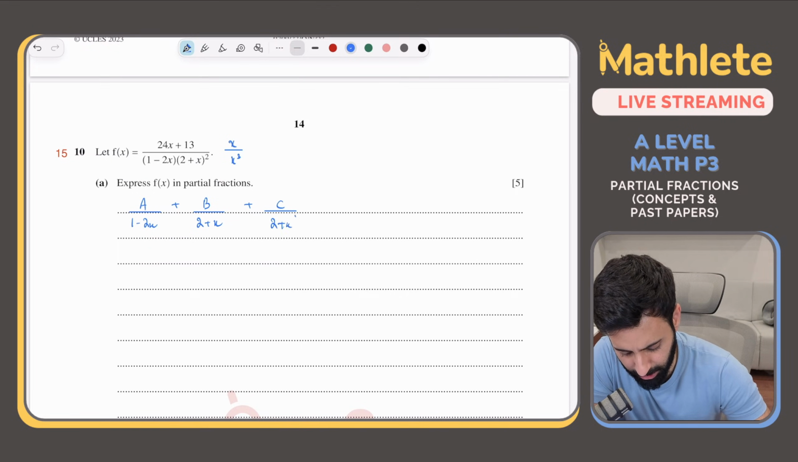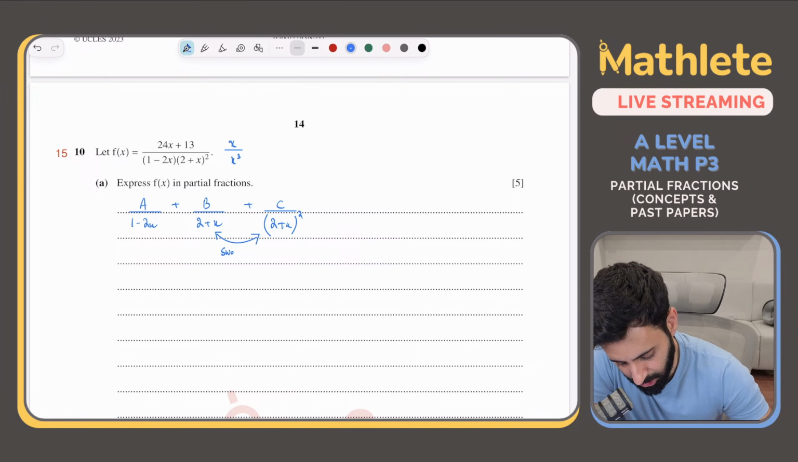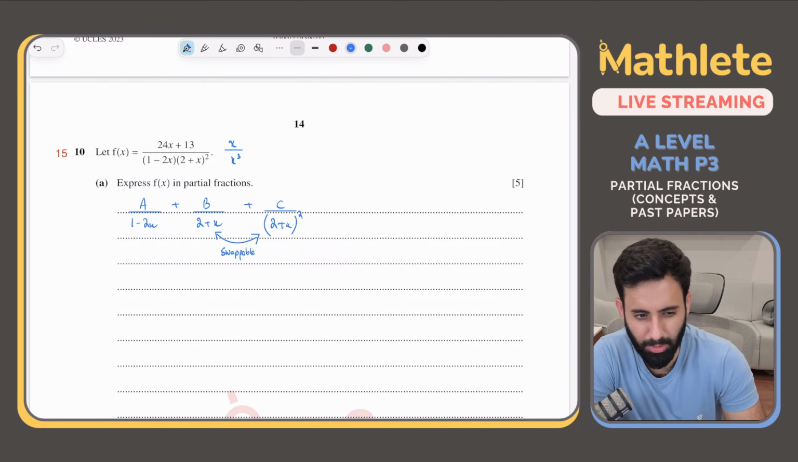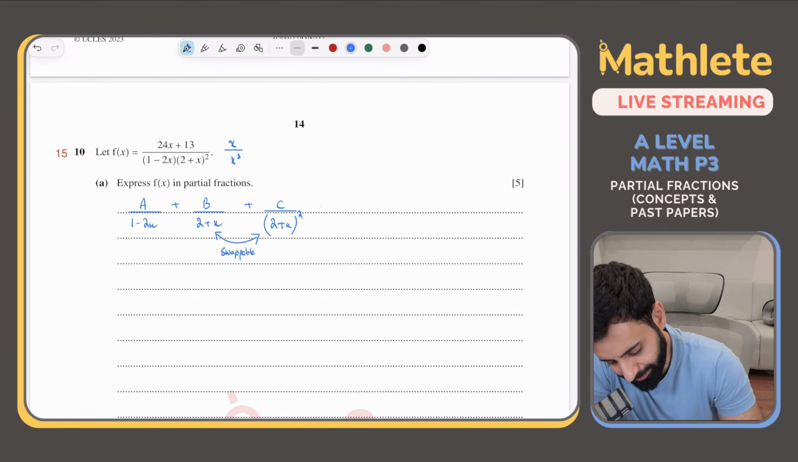So just so you know, you can swap B and C. Meaning, under B you can write 2 plus x squared, and under C you can write 2 plus x. So this is totally what we call swappable. You don't have to, but if you want to, you can totally do that. I'm not sure if swappable is a word, but you get the point, right?